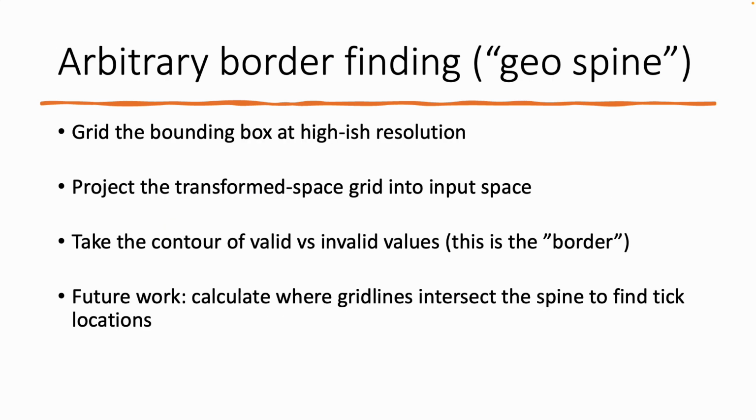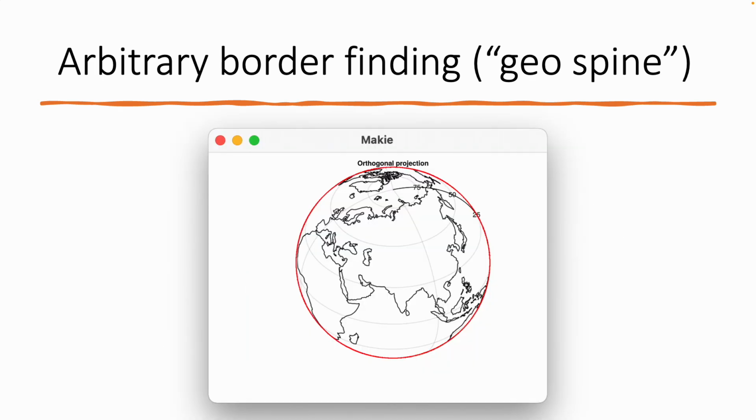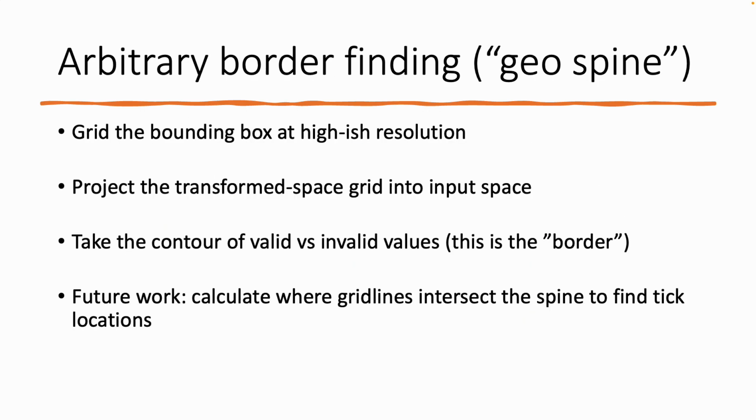The other challenge, and this was really interesting, is trying to find the border of a projection which is not a box in latitude-longitude space. So let's take this as an example again, right? You can see that the North Pole is here, and this red line, it looks kind of pixelated. That is the contour of valid to invalid values.